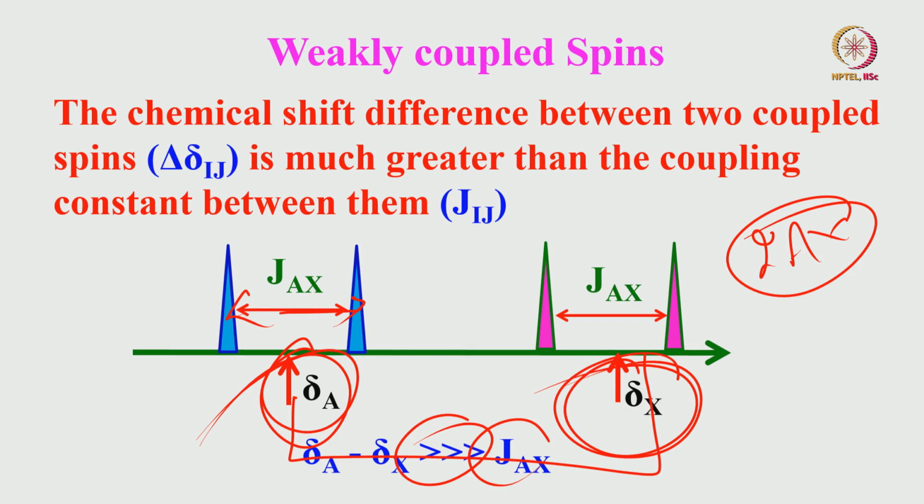This is called a weakly coupled spin system. Two protons are weakly coupled here, provided this separation, delta A minus delta X, is very much larger than this J coupling. This is the important thing. See, when the chemical shift difference is large, the spectrum of two weakly coupled protons appears like this.